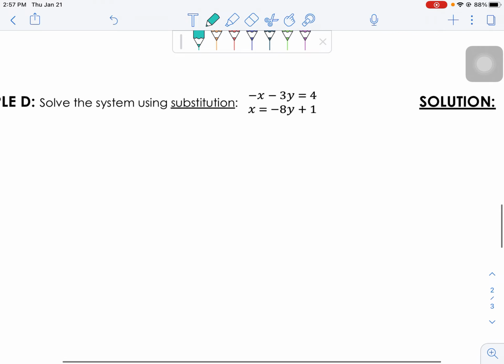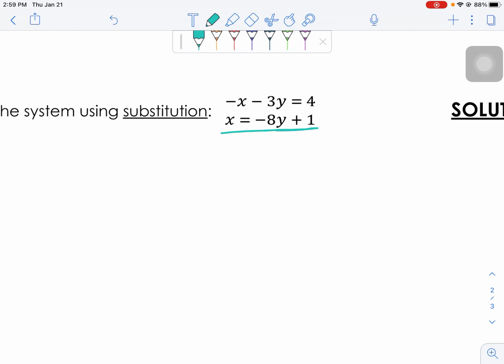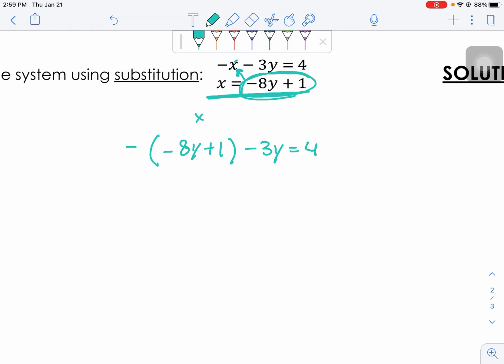Last example, example D, says solve the system using substitution. Again, we have an equation. It's already set equal to x. We have an x in the first equation. So we're going to substitute this equation, which is equal to x, in for that x right here. So we say negative times (-8y plus 1) minus 3y is equal to 4.